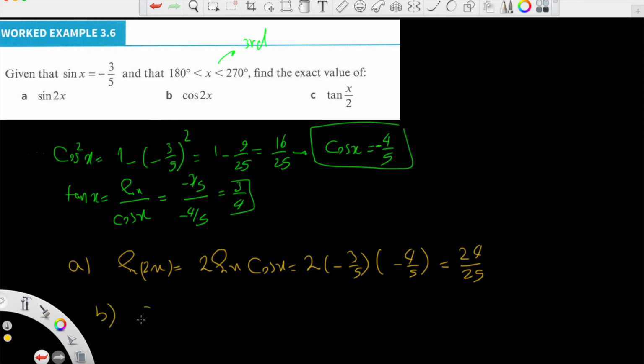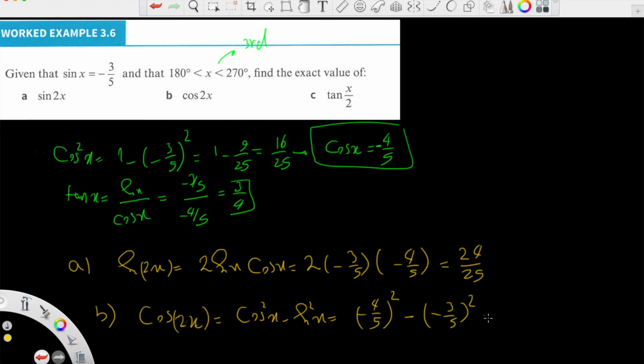Part B, cosine of 2x. It will be cosine squared of x minus sine squared of x. Cosine of x is negative 4 over 5, squared, minus sine, which is negative 3 over 5, squared, which will be 7 over 25 as the answer for part B.